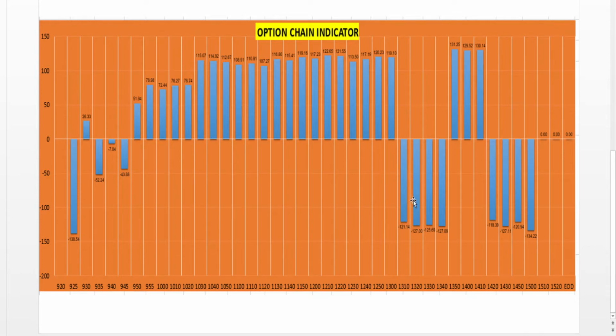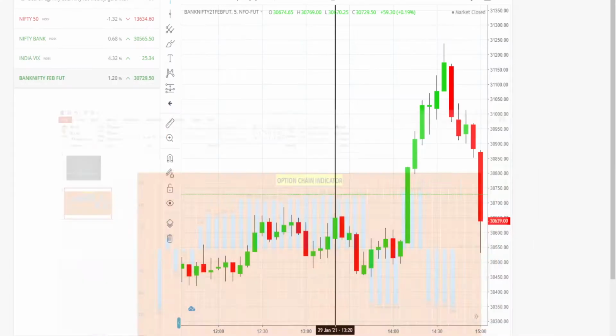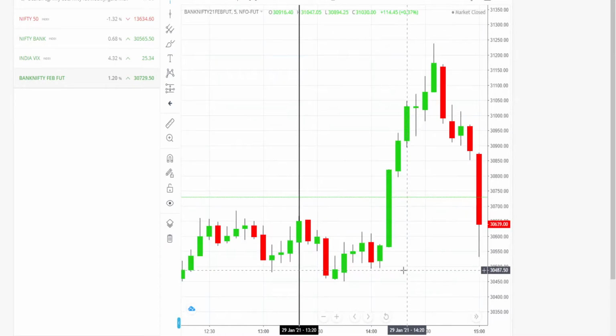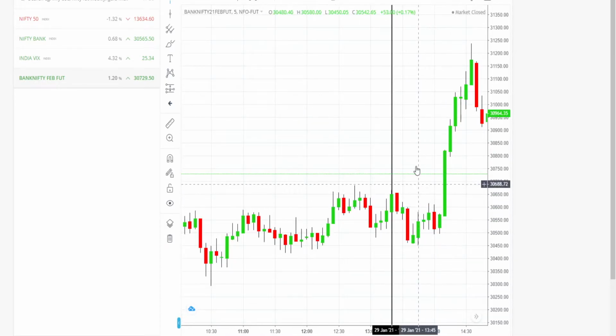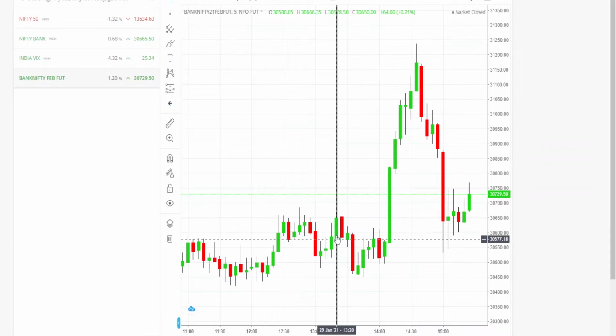This is 13:10, 13:20, and the market did not stay upside immediately. What happened? Let me see the breakdown of how it came. This is the futures chart, 30,652 to 64, around, that means around 200 points it dropped. So dropping 200 points in Bank Nifty is not a normal thing.